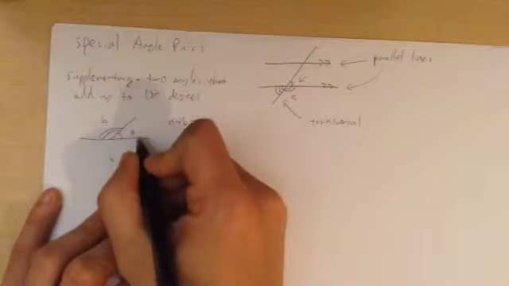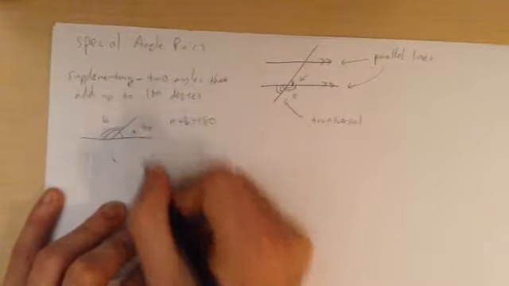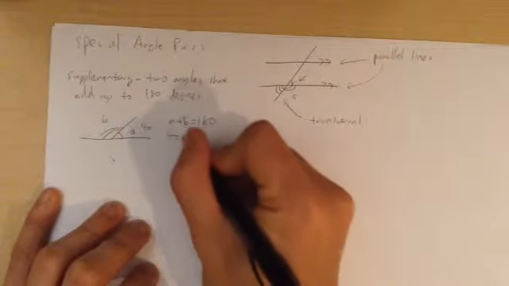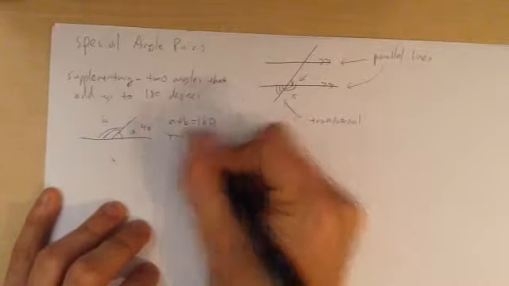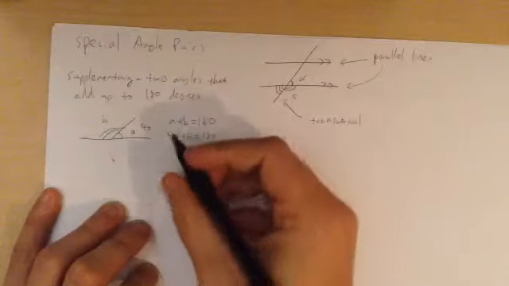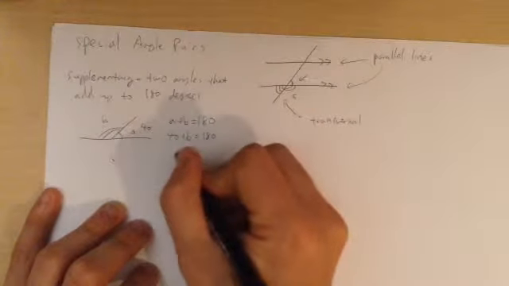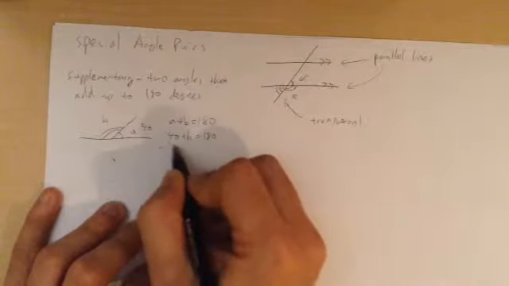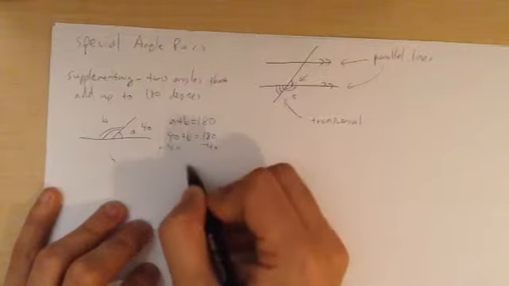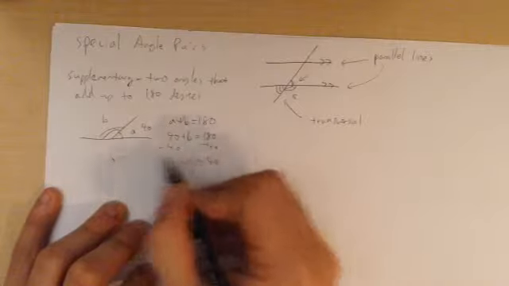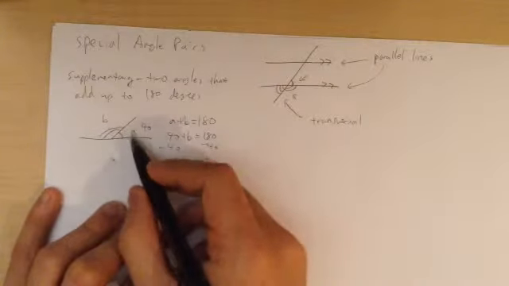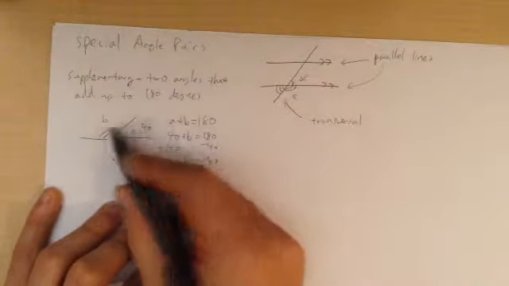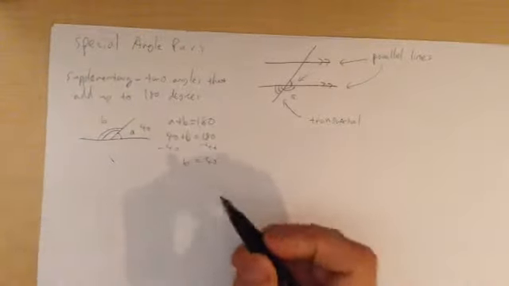In particular, if this angle was, for example, 40 degrees, so if A was 40, we didn't know what B was, but they lay along a straight line, we'd know that B was equal to 140, either by solving this equation or just really by thinking about it, right? If the whole thing adds up to 180 and this one's 40, then B must be what's left.